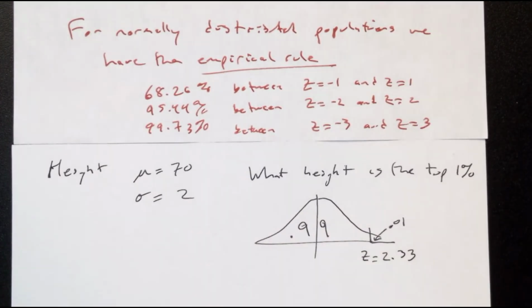If I want to be more precise, it should be between 2.32 and 2.33 because the number was 0.9901, right? I can approximate between those two. I can use a linear interpolation if you want. I'm not going to bother with that.